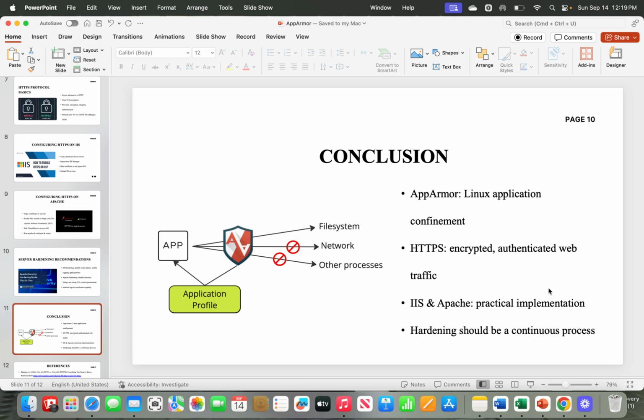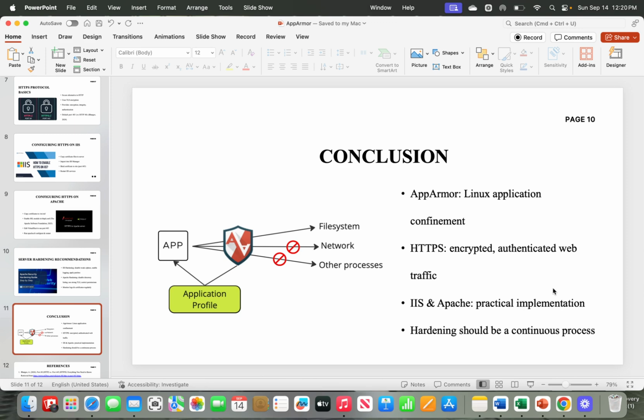In conclusion, this presentation discussed AppArmor and HTTPS, which are two important security practices that take place in server environments. AppArmor strengthens Linux security through stringent application profiles, while HTTPS provides encryption, data integrity, and authentication for client-server communications. We discussed how you can set up HTTPS on an IIS server using Windows as an operating system and Apache for Linux. And we also showed examples of how to secure sensitive information as well.